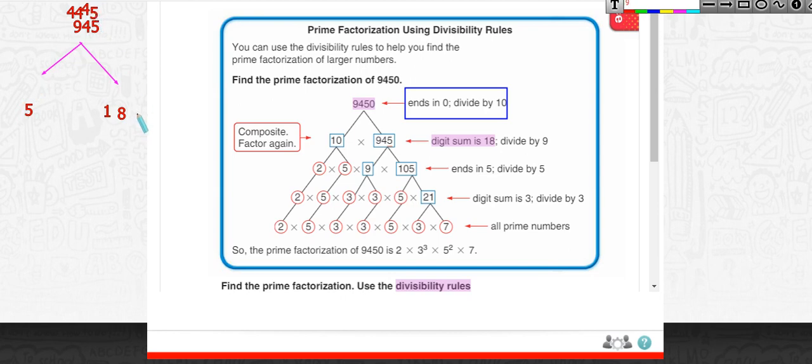9. So here you have 5, which is a prime number. That's why we put a circle and we end this branch, and this is not a prime number. Let's think. It doesn't end with 0, it doesn't end with an even number, and it doesn't end with 5. So what options do we have?